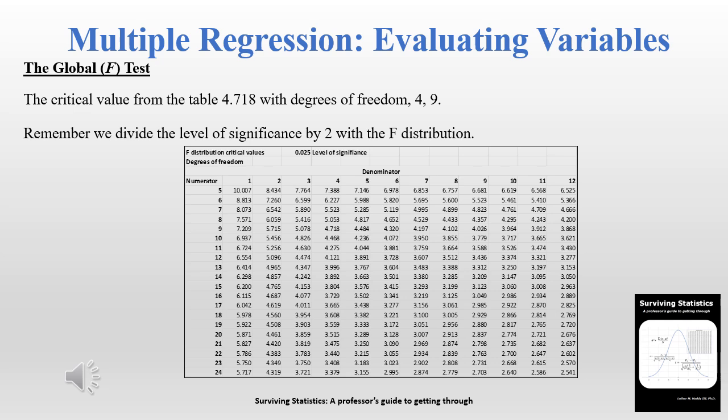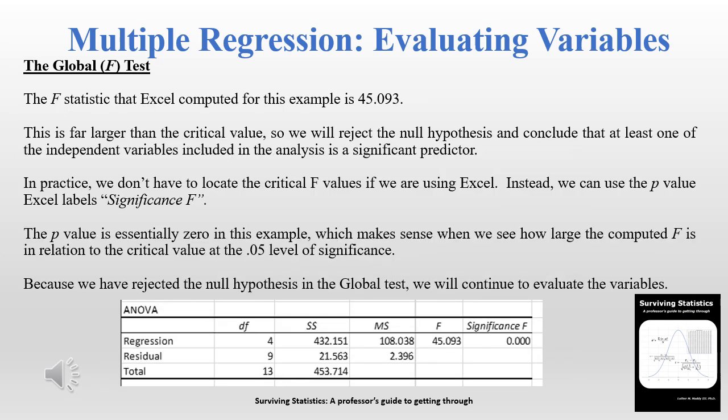We said 0.05 was our level of significance. With the degrees of freedom of 4 in the denominator and 9 in the numerator, we end up with a critical value of 4.718. So the official interpretation is, because the computed F statistic is 45.093, which is significantly larger than the critical value that we just looked up, we can determine that at least one of the independent variables is a significant predictor of the dependent variable.